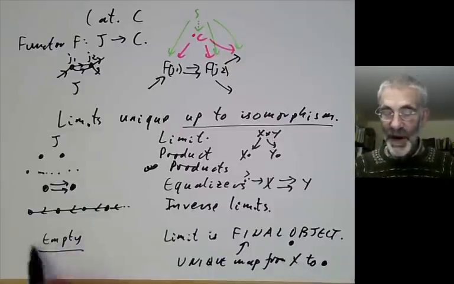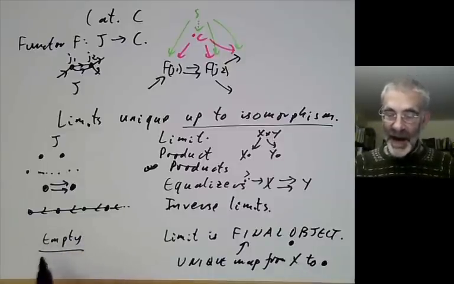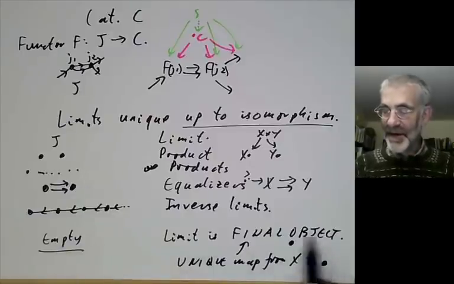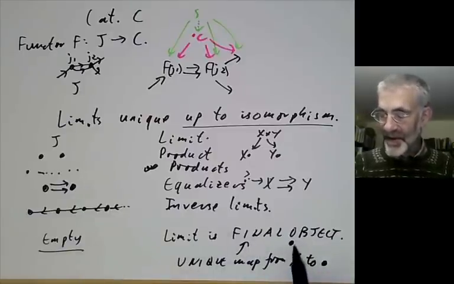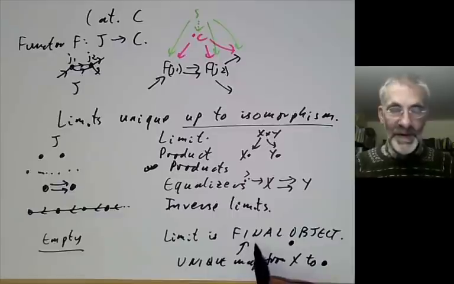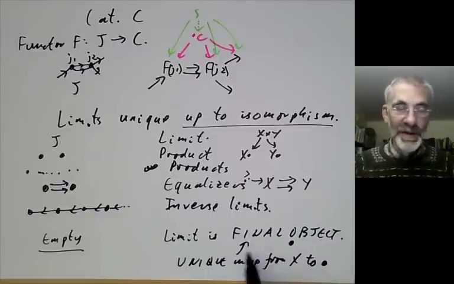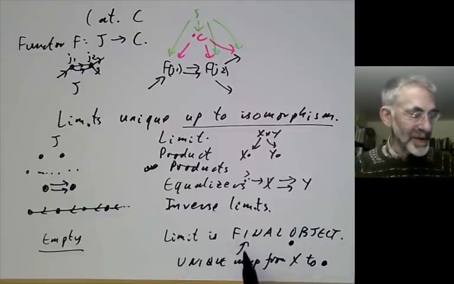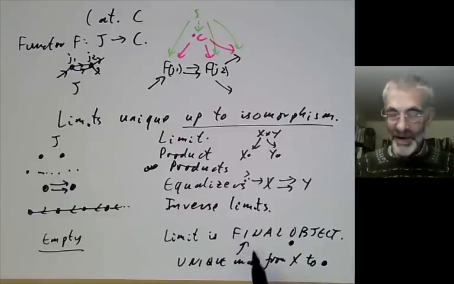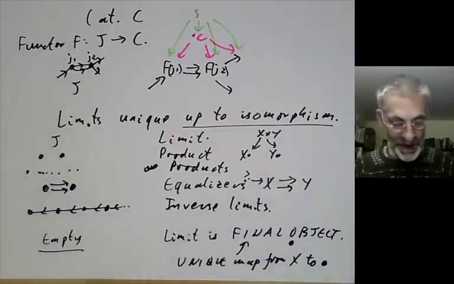And if you unravel the definition of a functor from the empty category to a category, you will find that the limit of that is just a final object. So a final object for sets is just a set with a single point, and a final object for groups is just the trivial group, and so on. So final objects aren't really terribly interesting.